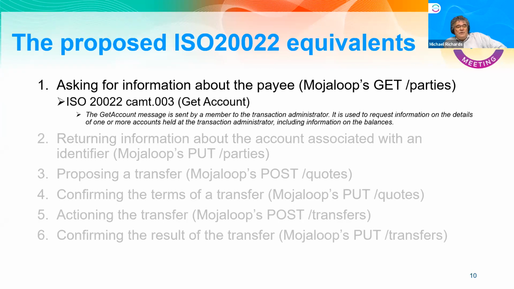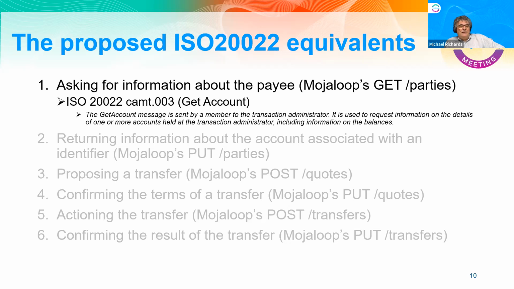Now, the proposed ISO 20022 equivalents for these are, there's a get account message, which asks for information about the payee. Now, strictly speaking, using the endpoints currently in the Mojaloop model, we wouldn't necessarily need to do that, because we ask for information using a get parties, and the get parties has no message body. So in principle, at least, we could send a message that just said get party in the same way as we do now. However, it's possible that you may want to do this explicitly using a message.